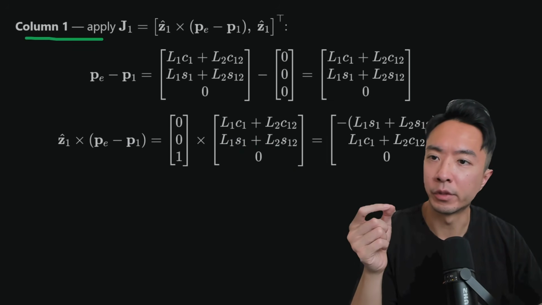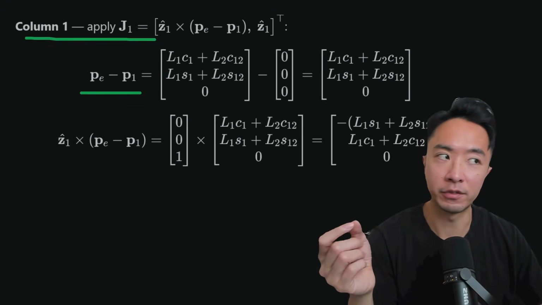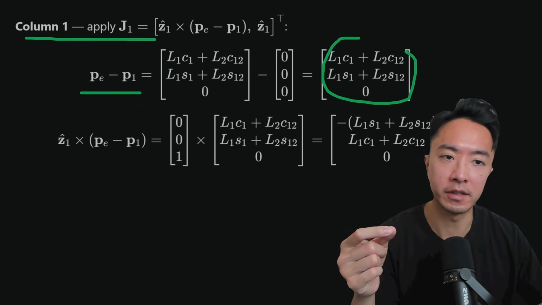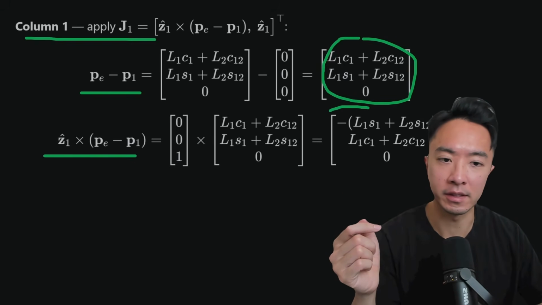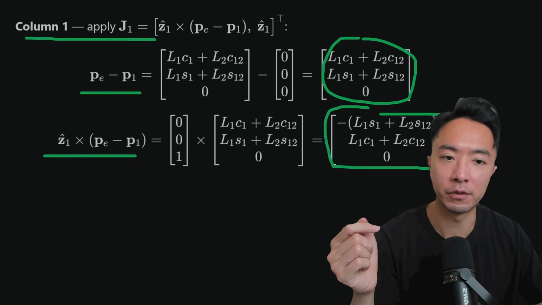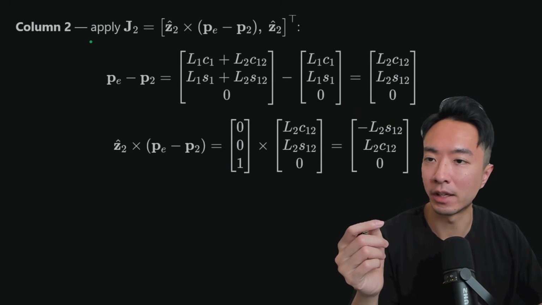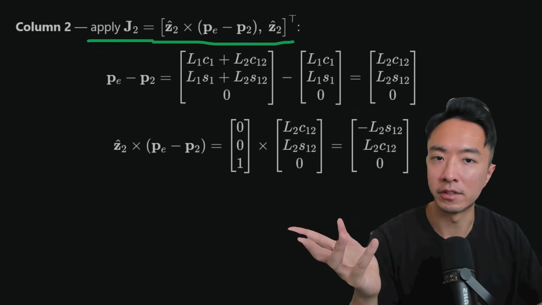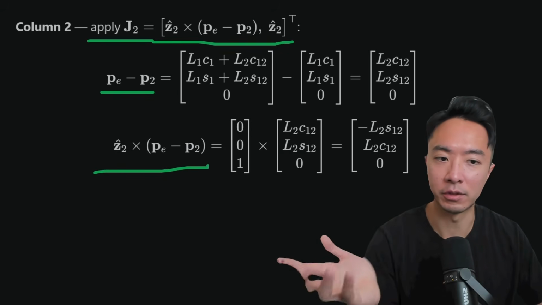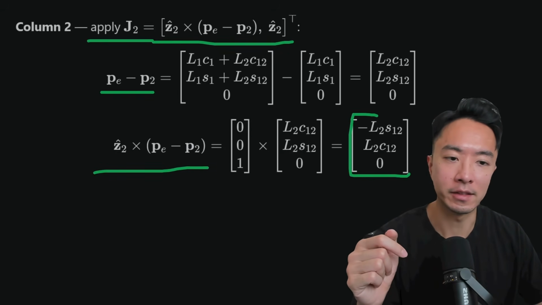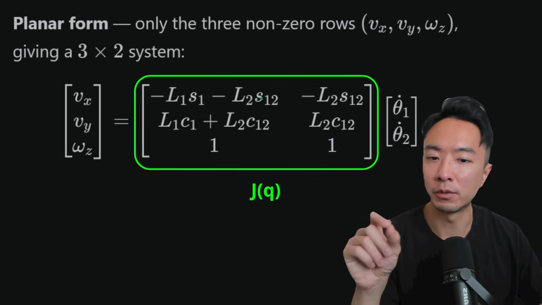So for column 1, we apply J1 with the formula, and we find the difference between the position vectors, which our final result is this. And then we take the cross product. So when we take the cross product, we see that this is our final solution for J1. And then if we go on to the next column, we do the same thing. We have J2, plug it into this equation, find the difference of the position vectors. And then again, we do the cross product, which we will get this as our final solution. And then if we do it to the final part, we combine everything.